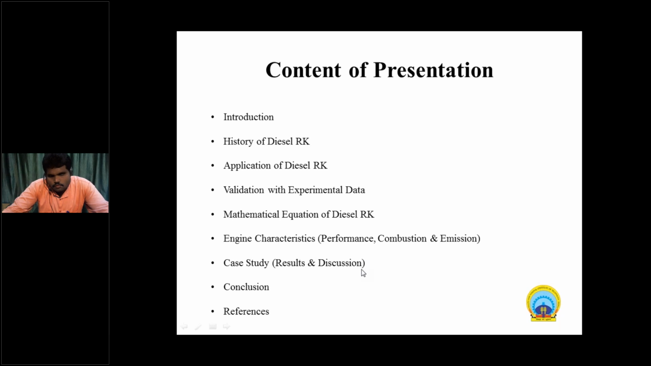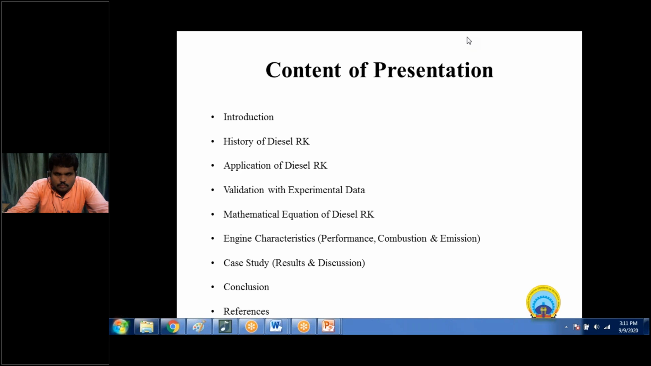And the second validation is I took some previous research paper experimental data, and I have validated that experimental result data with this Diesel-RK. Then some mathematical equations which are related to this Diesel-RK software. And then there are three characteristics, as we know, mainly performance, combustion, and emission parameters in the CI engine, and then result discussion, conclusion, and the references.